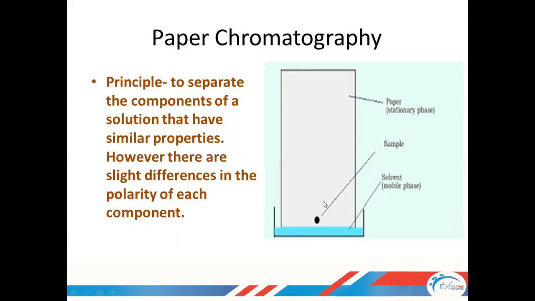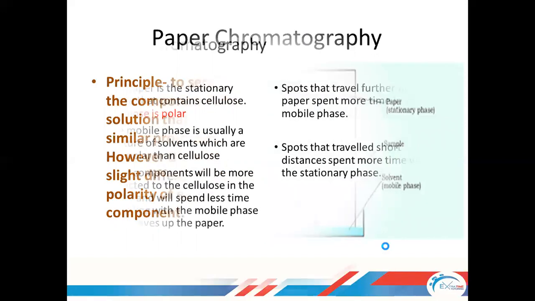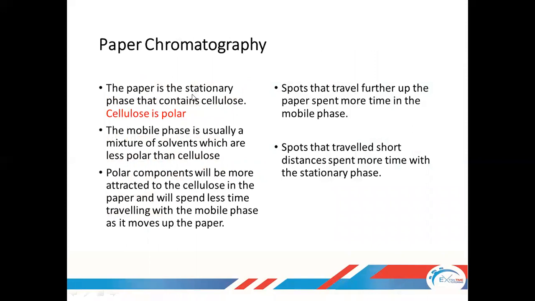So the apparatus is usually set up with a strip of paper, a beaker that contains our solvent, which is known as our mobile phase. We also usually cover the beaker because we want the air around the beaker to become saturated with the vapors of our mobile phase or solvent. So the paper is our stationary phase and it is made up of cellulose.